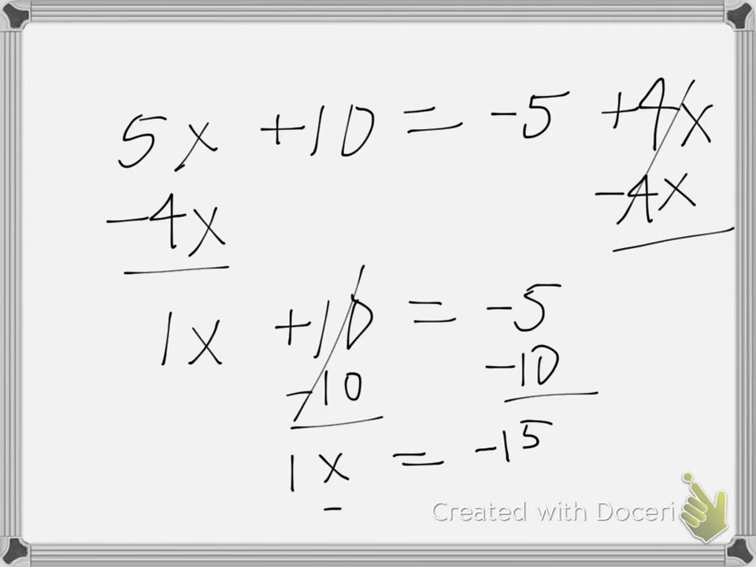So now we divide by 1, or we can just say 1 times x is just x, right? So this one can go, because 1 times x is just x. So hopefully you got negative 15. Right, hopefully you got negative 15. And let's go ahead and try the next problem.